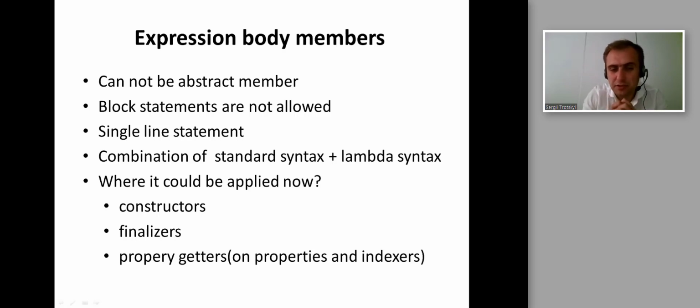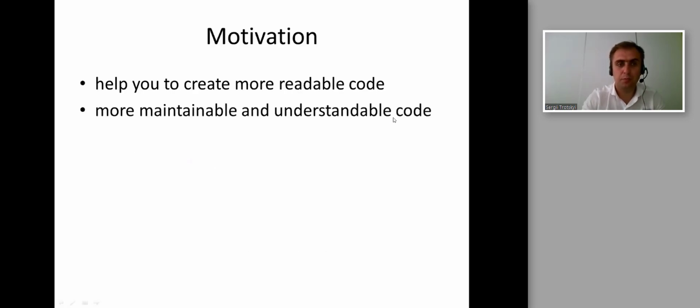Where it could be applied right now: constructors, finalizers, and property getters. Before, we were able to declare only methods in such a way. But now they have extended the number of members which we could declare as expression body members. Okay, let's move on. Motivation. Why was this feature introduced? Just to help you create more readable, more maintainable and understandable code.